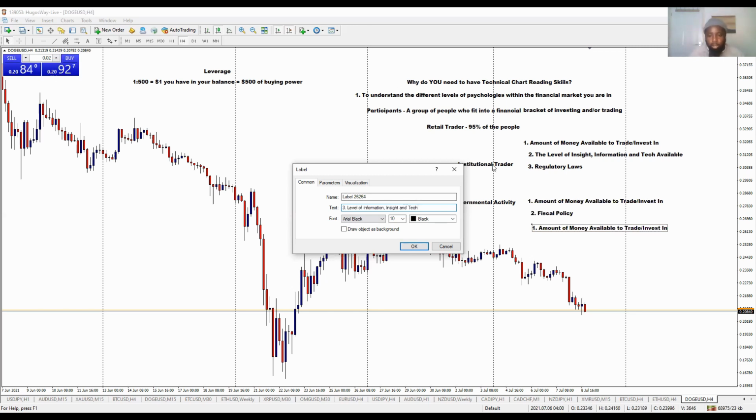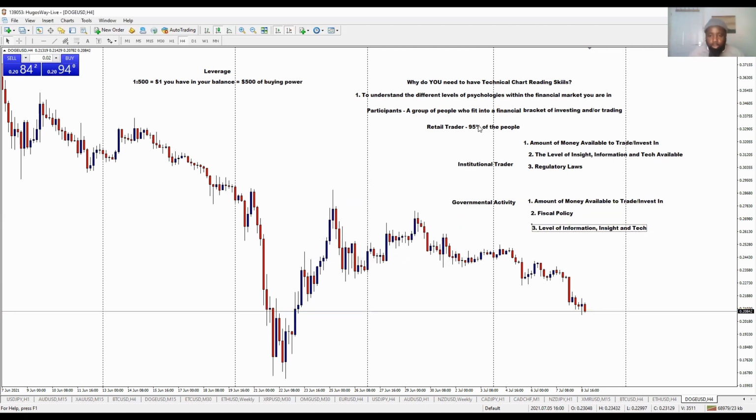Now, usually level two. Now, if you wanted to put three levels on, this is level one, two, and three. Usually level two and level three of participants work together. In some instances, level three is working against level two, but in every instance, these two are always working against the retail trader. So why do you need to have technical skills in 2021?